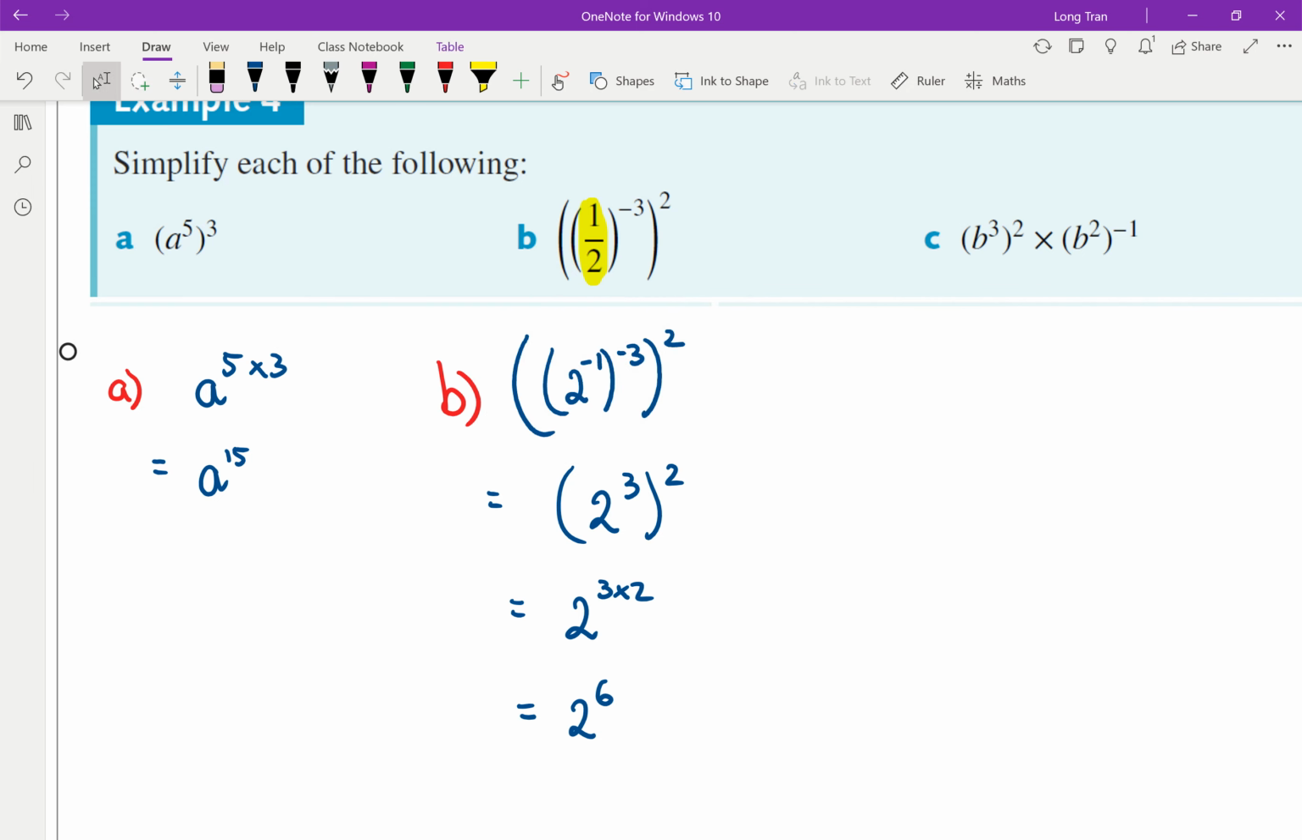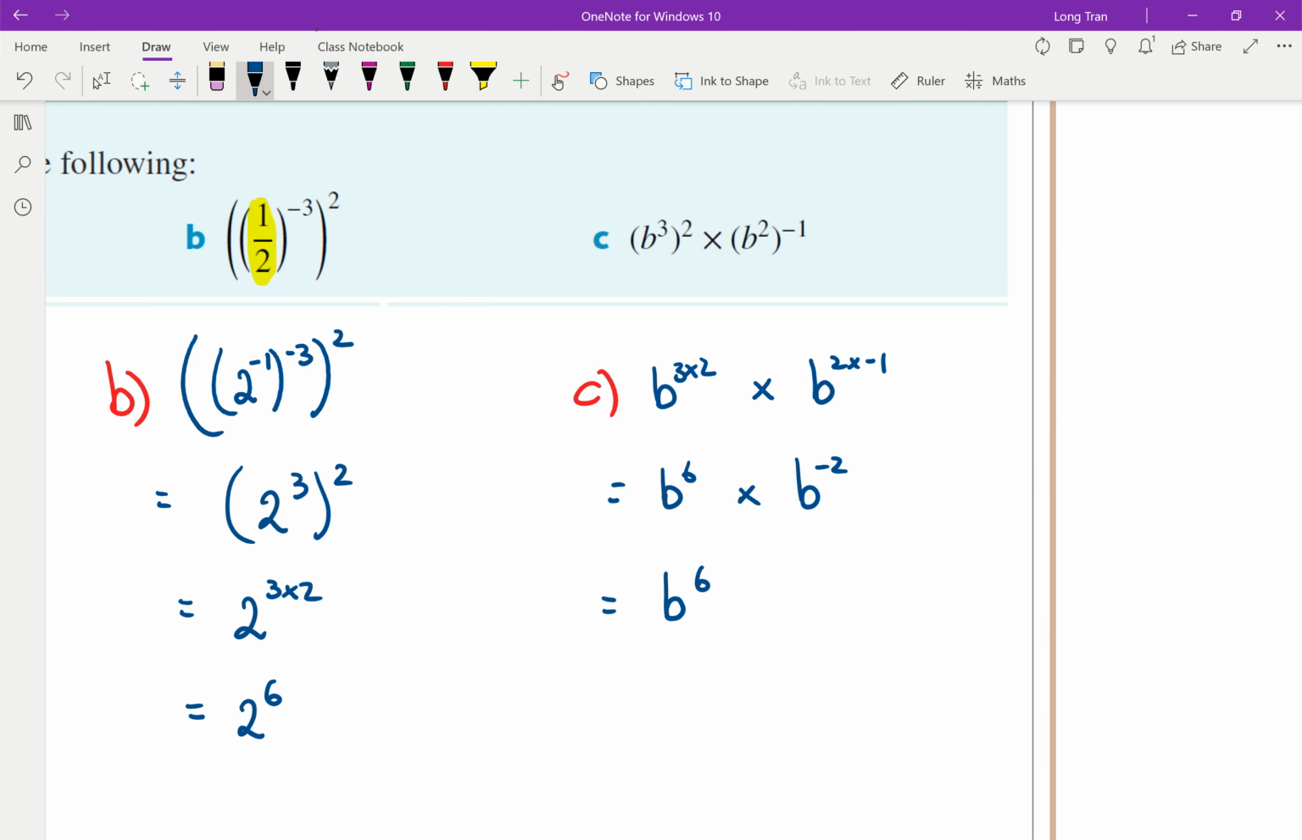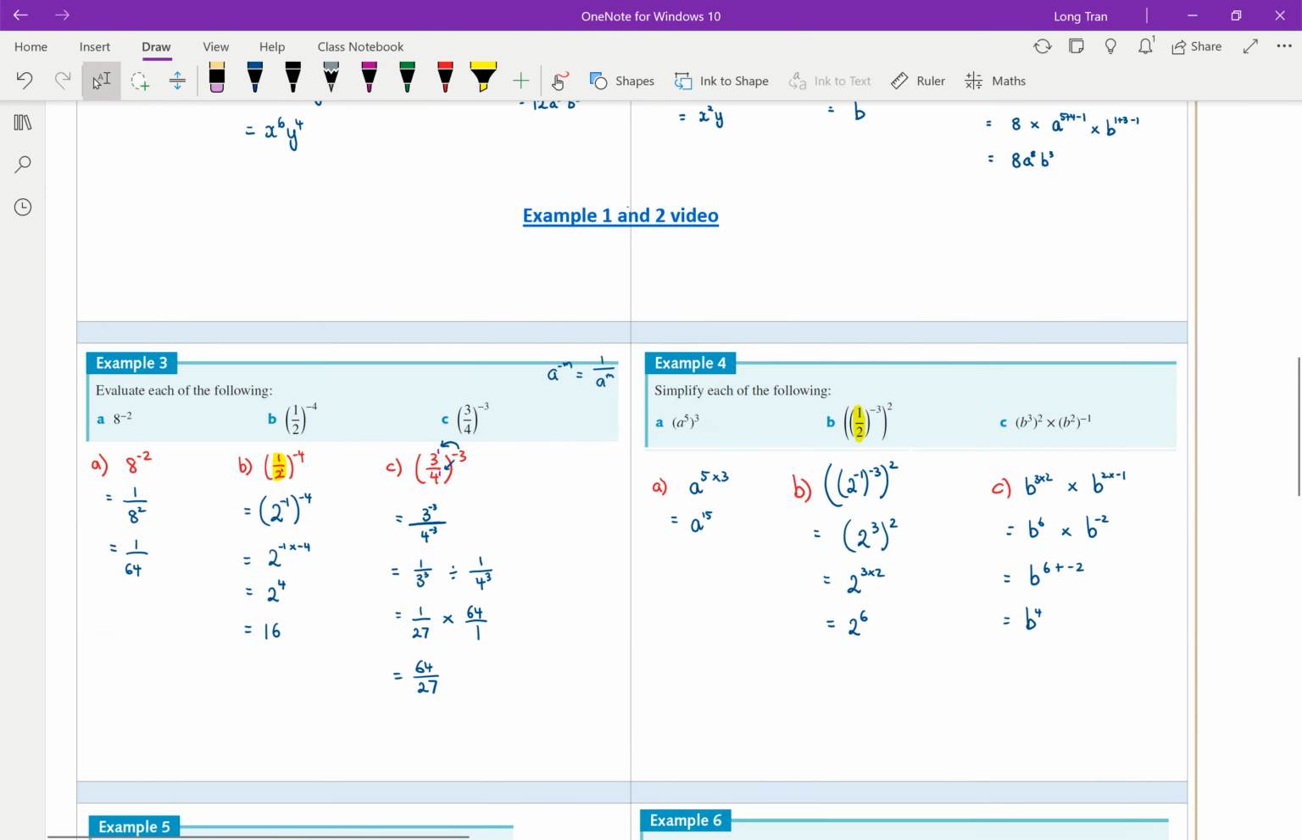There we go. So that would be part B, and now moving on to part C, we have b cubed. So that means I'm multiplying the powers. 3 times 2, multiplied to, again, b to the power of 2 times negative 1. So working from here, this is b to the power of 6 times b to the power of negative 2. And remember, when you're multiplying with the same bases, you can then add the powers. So b to the power of 6 plus a negative 2, which is the same thing as saying 6 minus 2, which becomes b to the power of 4. Okay, so that's how you would do example 3 and example 4.